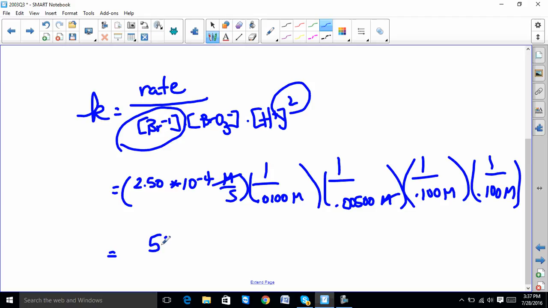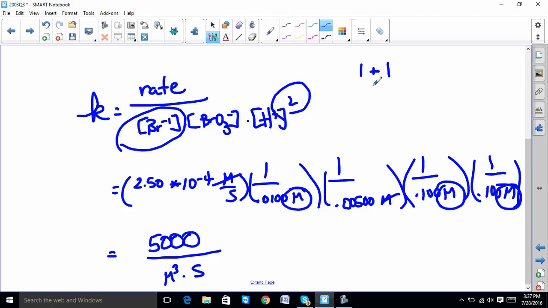You end up with the number that comes out on the calculator, which is exactly 5,000. And then everything cancels upstairs, and then downstairs you have 1, 2, 3 molarities left, and then times seconds. And if you remember, we always said this would be fourth order overall, because 1 plus 1 plus 2 is 4. And remember, it's always 1 less than the overall order, so 1 less than 4 is 3.